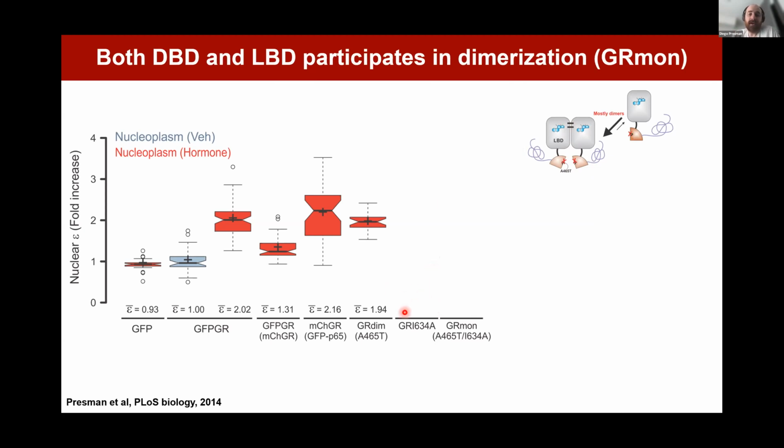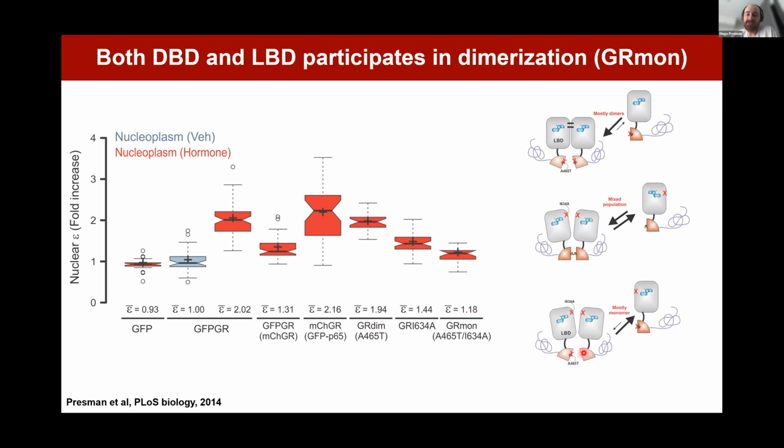So long story short, we found this mutation was originally described in the crystal structure description of the ligand binding domain. So we made that mutation and we already observed an equilibrium between monomers and dimers. And when we combine both mutations, the GRdim plus this LBD mutation, we are now trying to affect both dimerization surfaces. And that's what we see when we affect both dimerization surfaces: we get a mostly monomeric GR with a brightness of around 1.2. So we coined this protein the GRmon mutant.